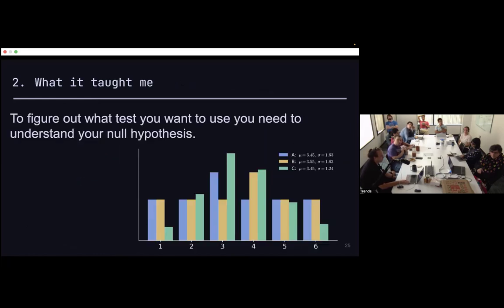So what did it teach me? I guess many of my problems with statistical inference were coming from my lack of understanding of what I wanted to test. It turns out that to figure out what you want to test, you need to think about what your null hypothesis is. Depending on the null hypothesis, you want to either design different tests or apply different tests.